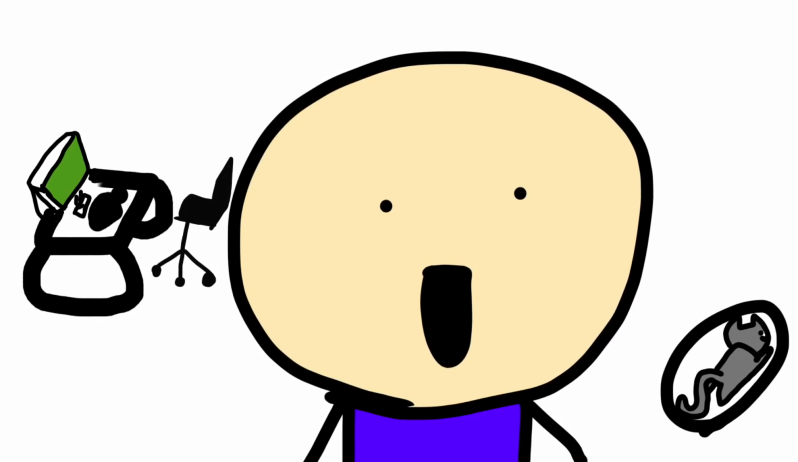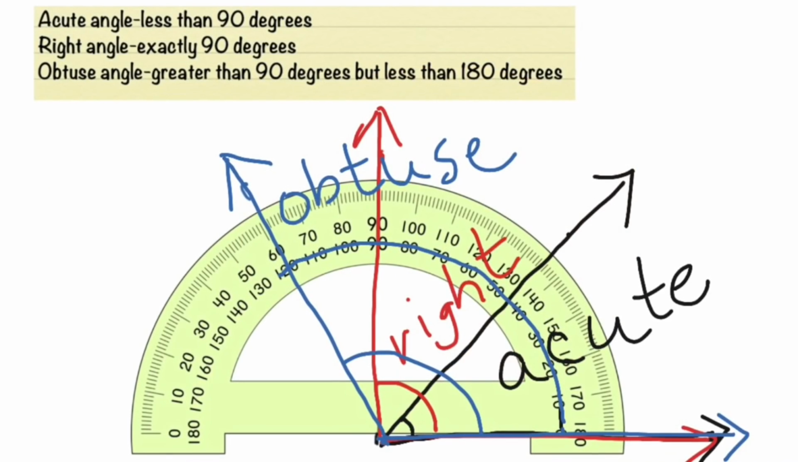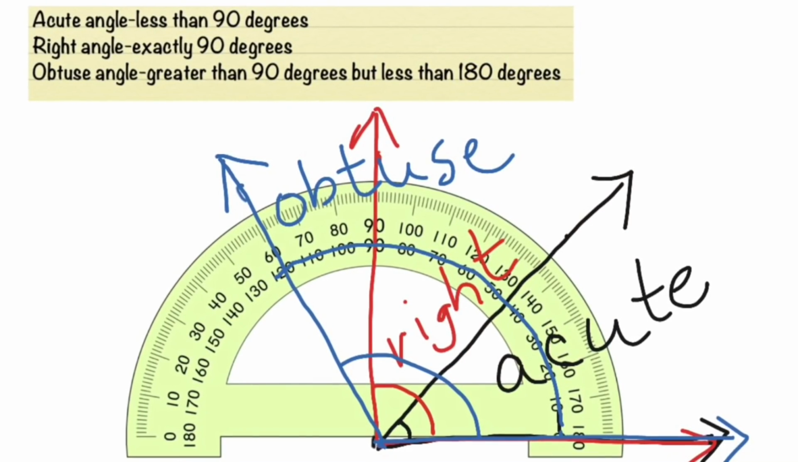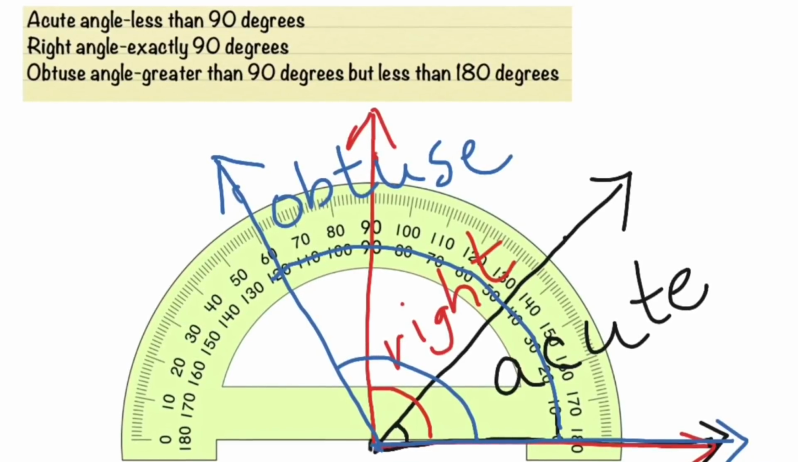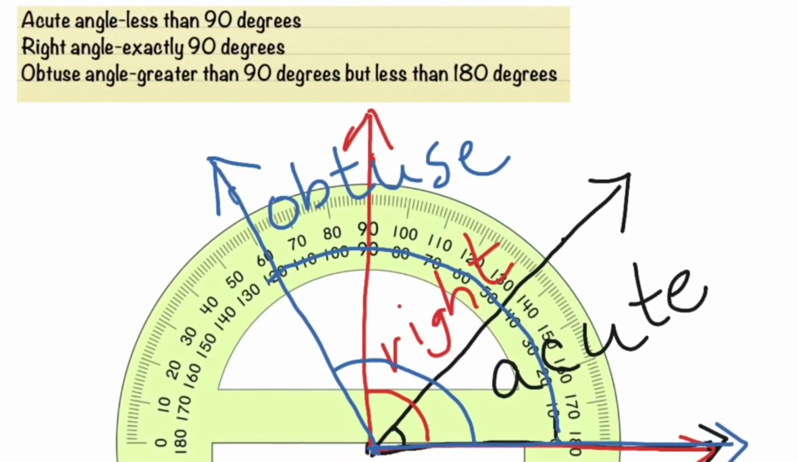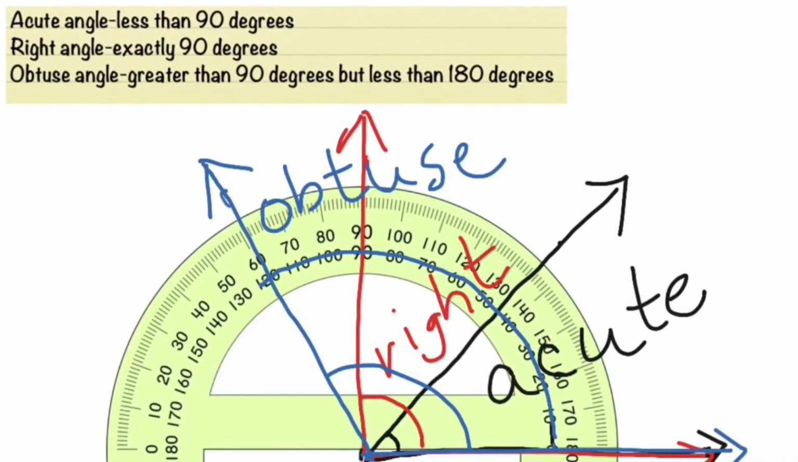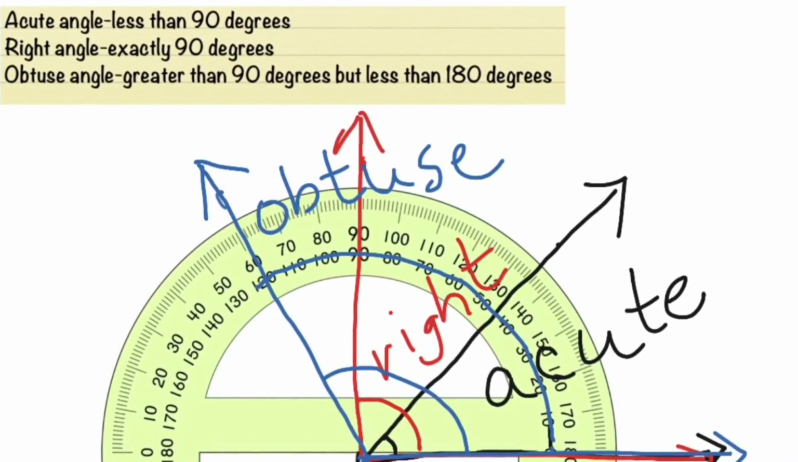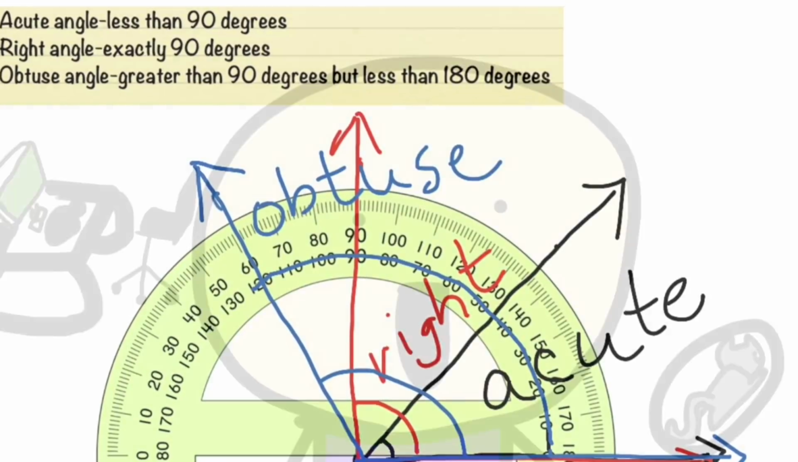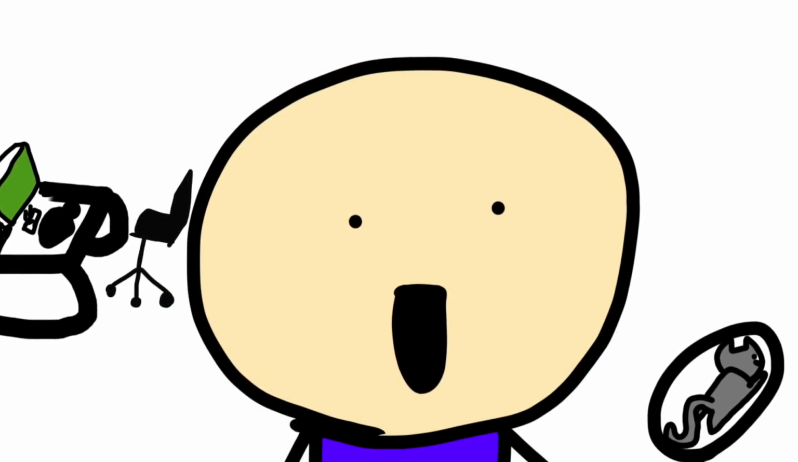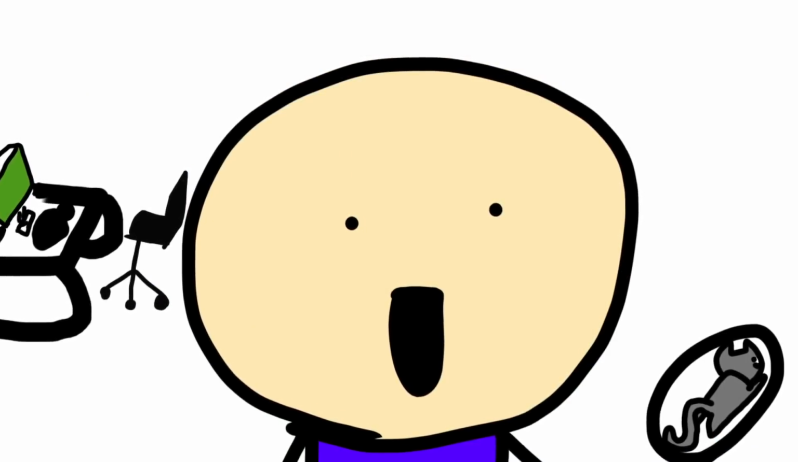So there is the acute angle, less than 90 degrees; the right angle, exactly 90 degrees; and the obtuse angle, greater than 90 degrees but less than 180 degrees. So it cannot go more than 180 degrees. Now that you know that, let's try to measure something.